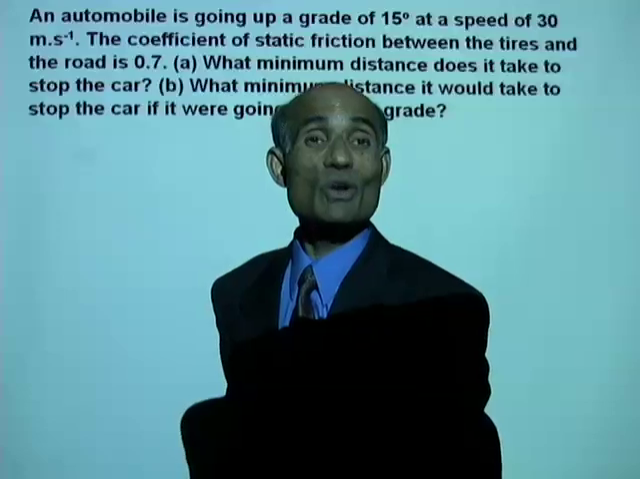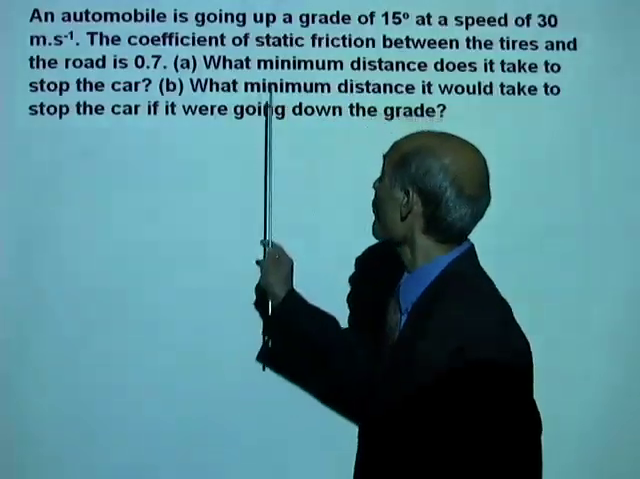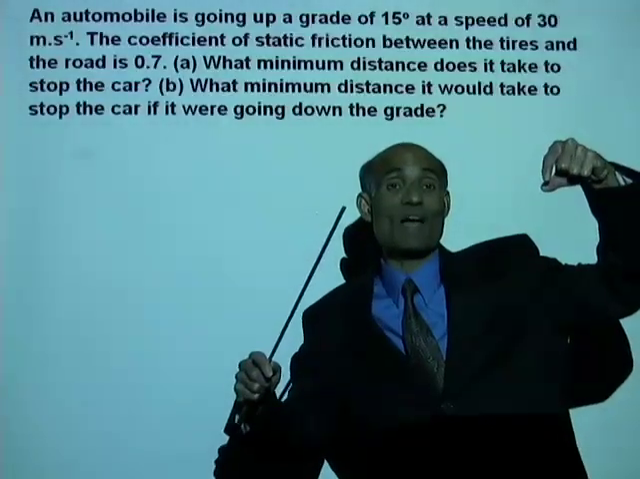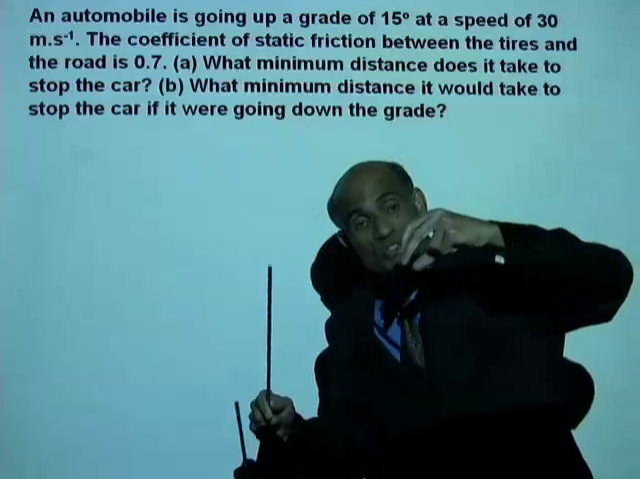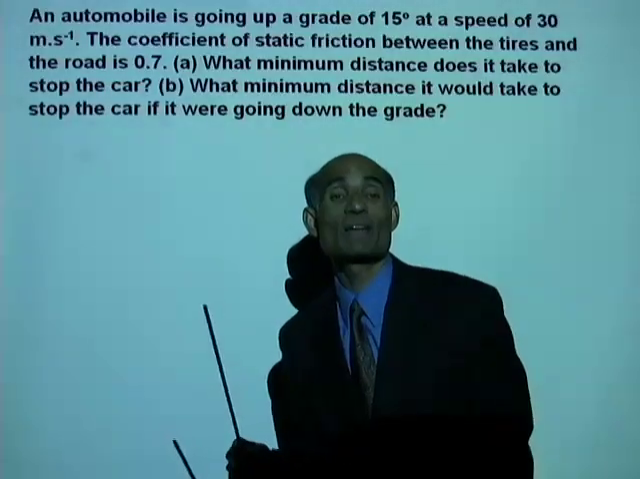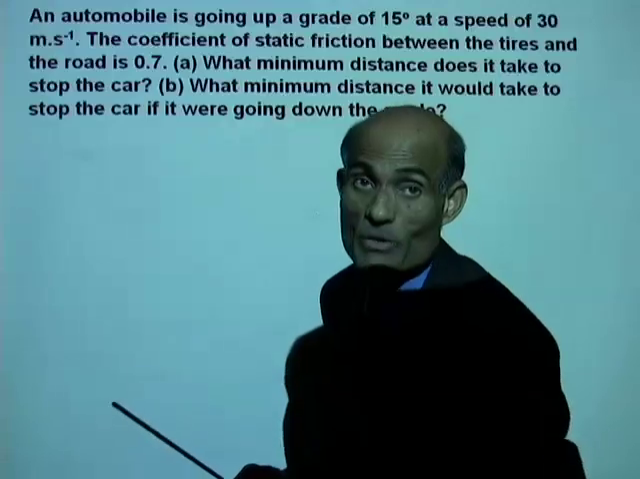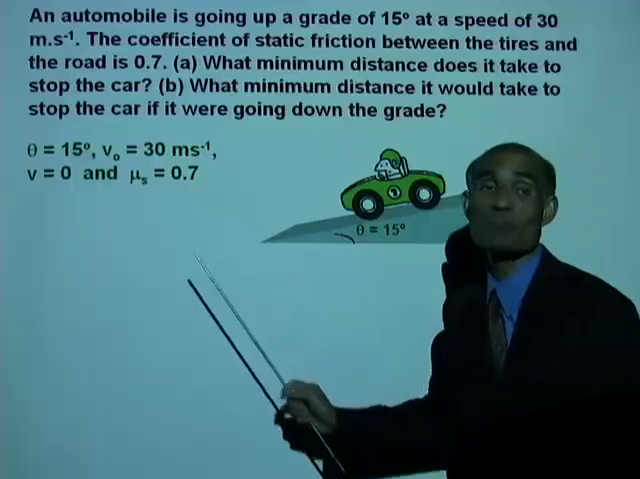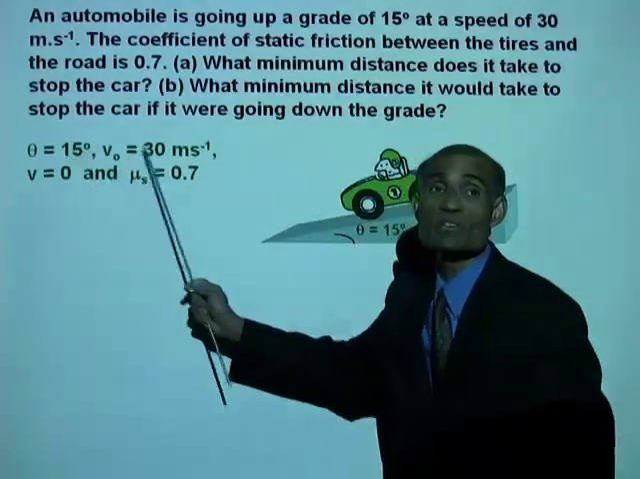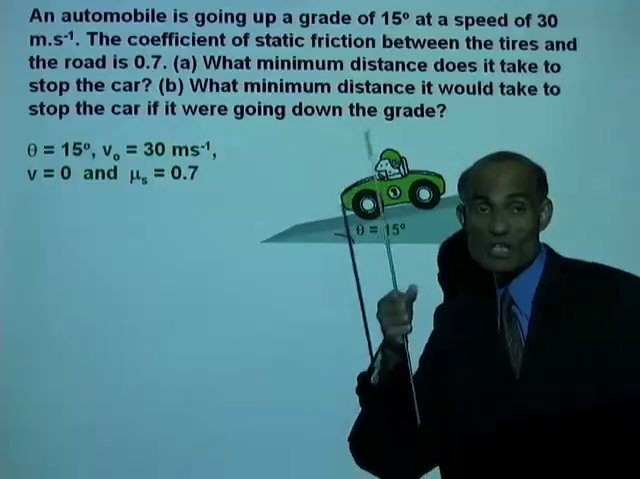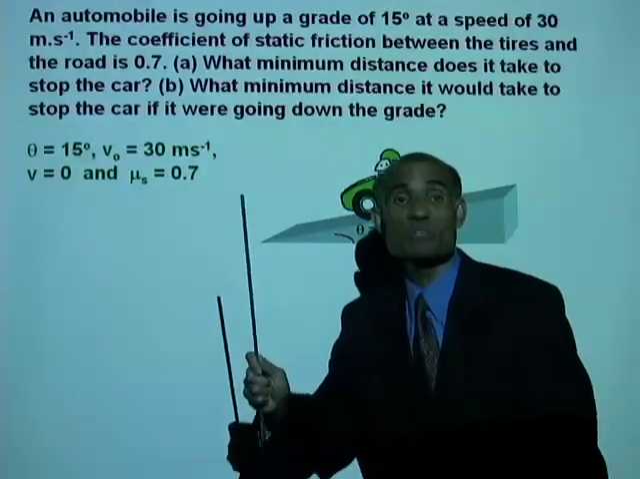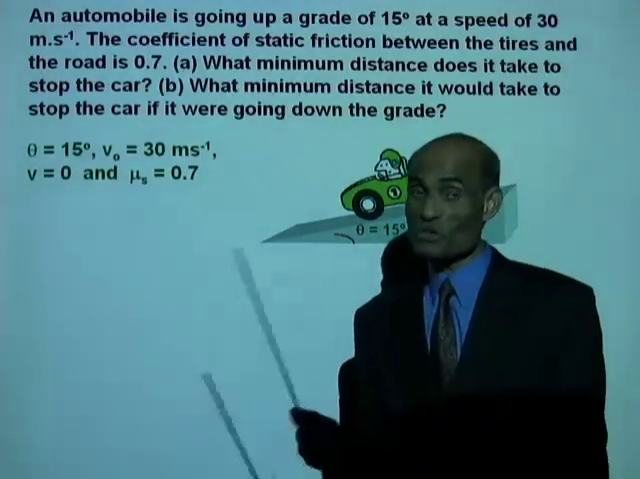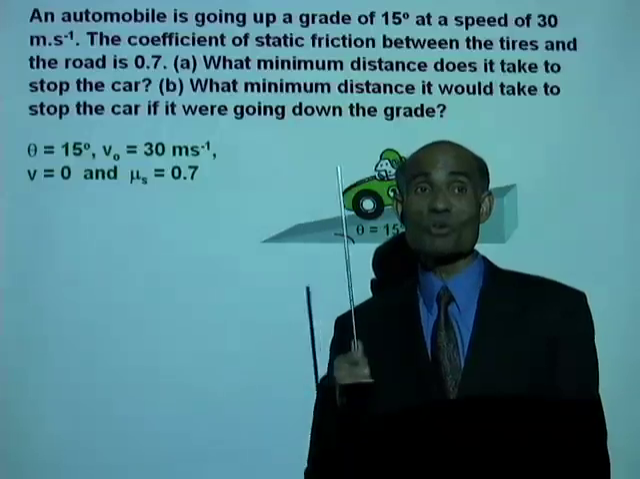So what are we looking for in this problem? We are looking for the minimum distance it takes to stop the car while it is going up the grade, and the minimum distance it takes to stop the car while it is going down the grade. Okay, now here is the road and the car is going up the grade. Theta equal to 15 degrees. V0, the car is going at 30 meters per second when its engine just goes off. Is that right? We are not using the brakes. We are using the force of friction.